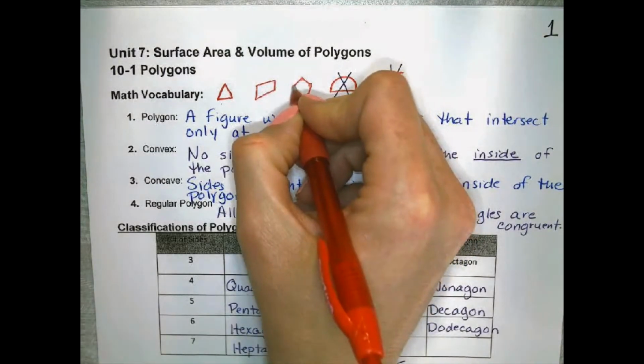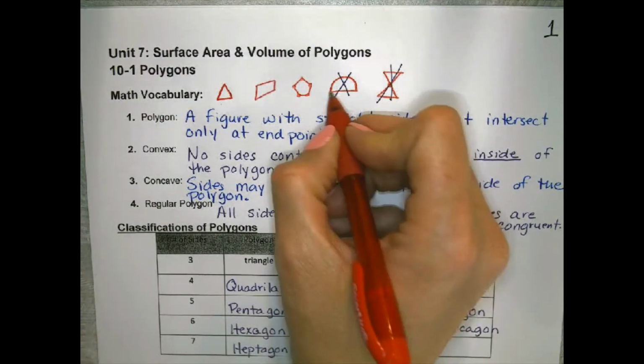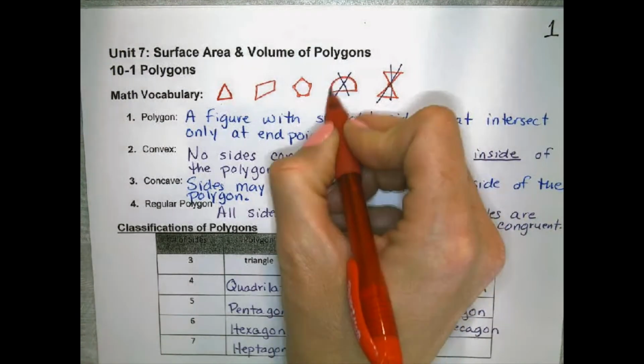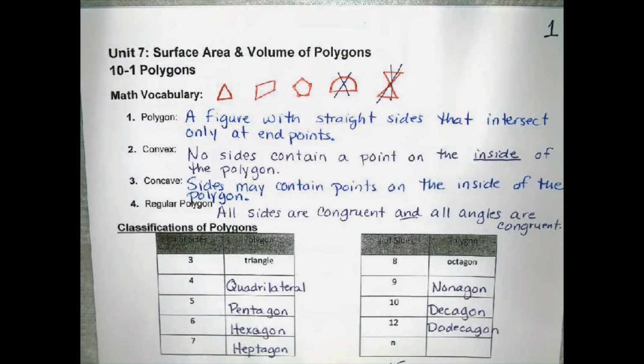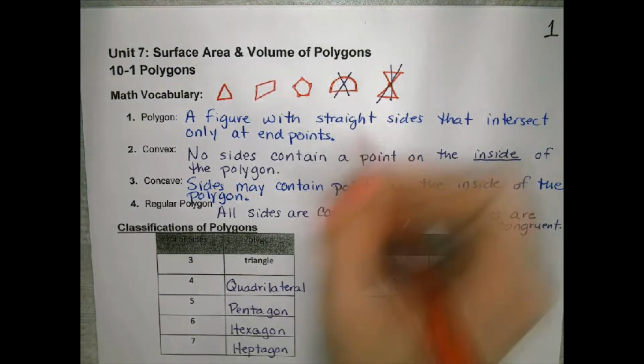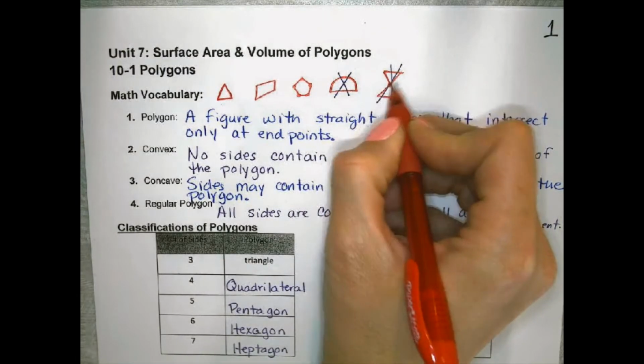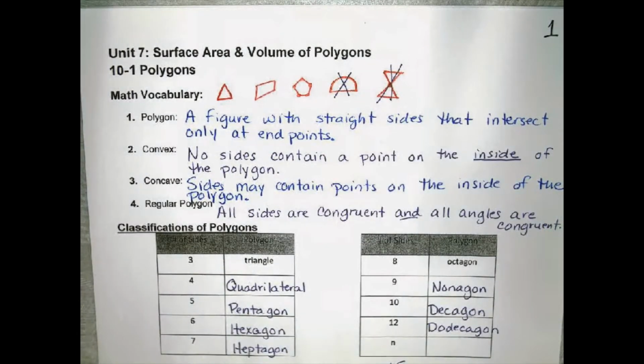If I have a shape such as a semicircle or a half moon, which contains one side that's straight and a curve, that is not a polygon. I could also have a shape that looks somewhat like an hourglass. Even though this shape has all straight sides, they intersect at this point in the center. So that is also an example that is not a polygon.